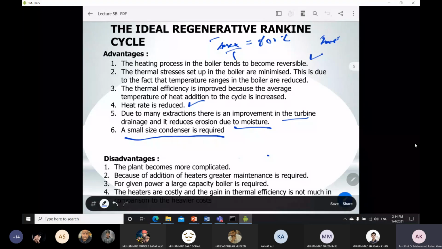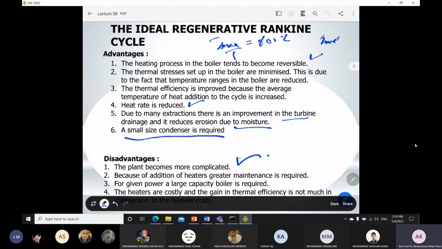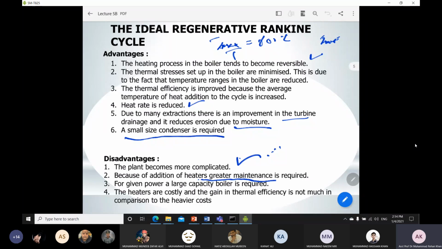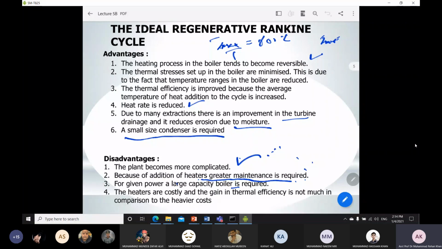Some disadvantages are also there. The plant becomes more complicated. Definitely there will be the addition of feed water heaters and heat exchangers, which require maintenance also. That's why it becomes more complicated, and the cost of your power plant also increases. For a given power, a large capacity boiler is also required.